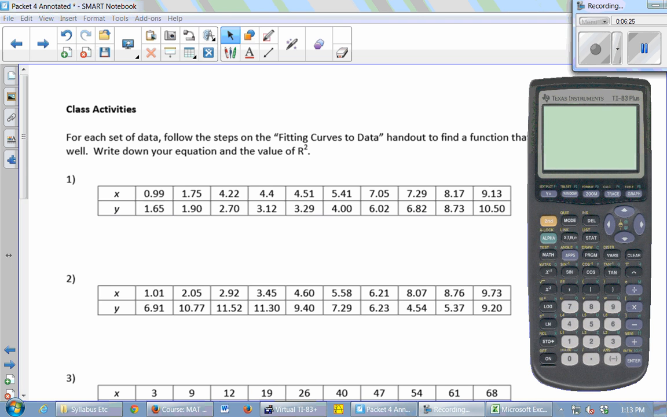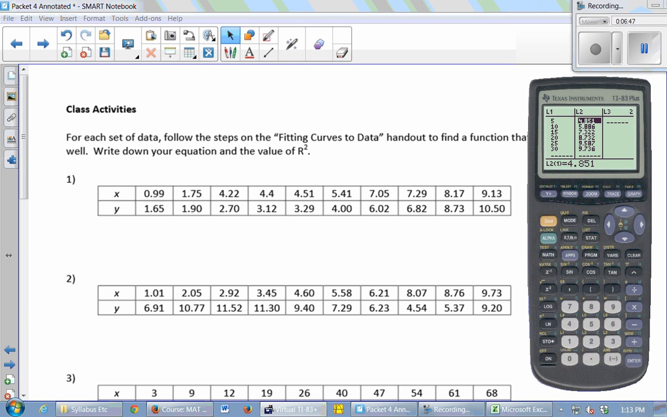So if you remember, you do that by pressing stat. The stat button is near the center top, right underneath delete. Choose option 1, edit, and your lists come up.